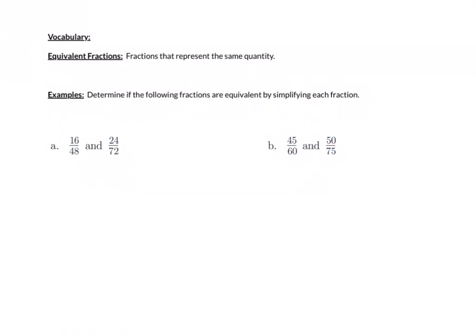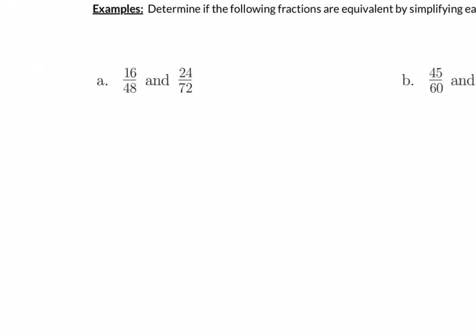Okay, so the last thing we want to talk about is equivalent fractions. Equivalent fractions are fractions that represent the same quantity. Every time that we have simplified the problem, we have said that, for instance, 4 over 8 equals 1/2. Okay, they are equal, and so they are equivalent. So we want to go ahead and determine if the following fractions are equivalent by simplifying them. So let's go ahead and look at some examples.